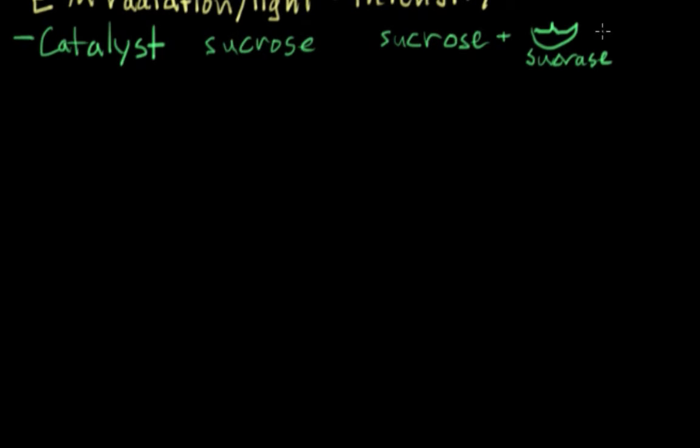So if we put these two together, we should end up with glucose and fructose, which are the two sugars that make up sucrose. So by itself, sucrose is probably not just going to decompose into these two, but with this enzyme catalyst, sucrase, this reaction becomes much faster. In fact, if you eat sugar, that is exactly the reaction that happens.